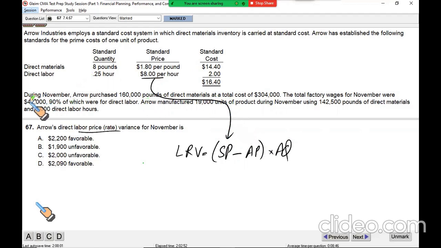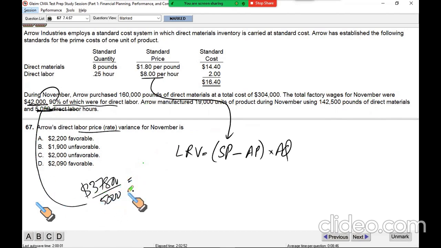Now, if you read the last line here, during November, Arrow purchased 160 material, we are not interested in material. The total factory wages for November were $42,000, 90% of which were direct. If you take 90% of 42,000, that gives you 37,800. 37,800 is for the direct labor cost, and this is for how many labor hours? It is for 5,000 labor hours. This is the actual time worked. So if you bring 5,000 in the denominator, this should give you the actual price of labor, and it comes out to be 7.56. $7.56 per labor hour. This is the actual price.